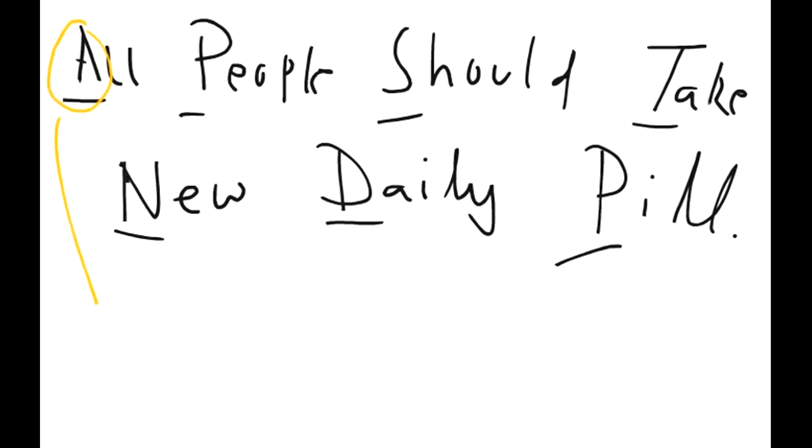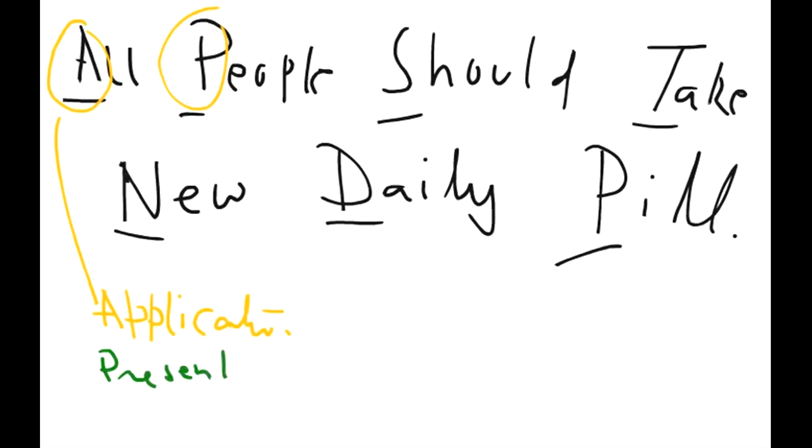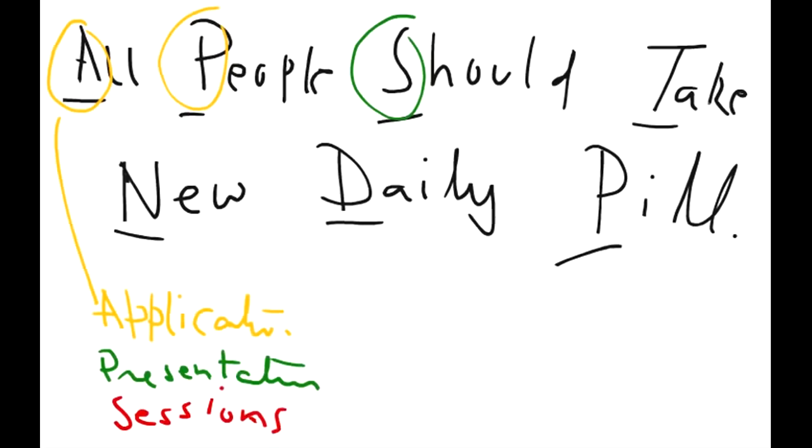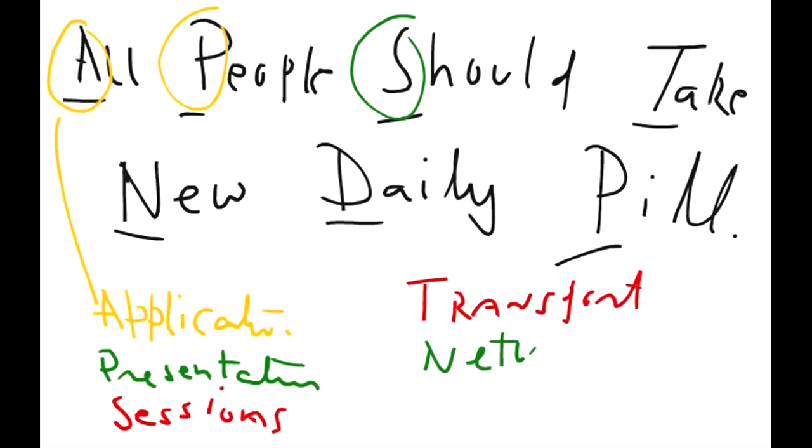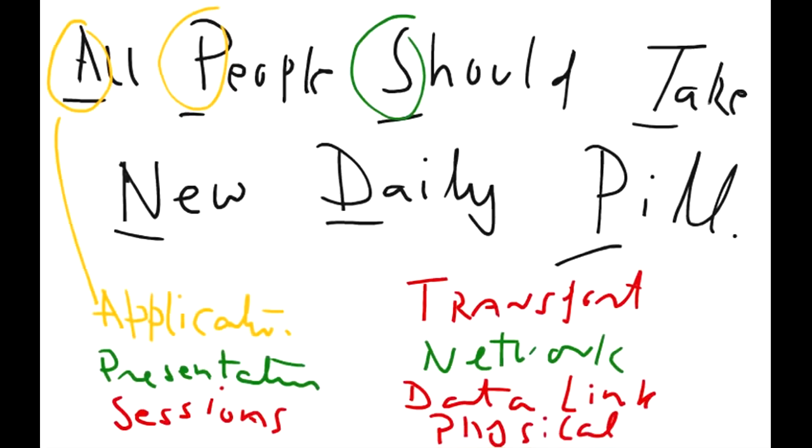So A stands for application layer. P stands for presentation layer. S stands for session layer. And this is the easiest way to remember it. T stands for transport layer. N stands for network layer. D stands for data link layer, and P stands for physical layer. So this is an easy way to remember which layer comes first. On number 3 again, number 3, number 4, number 5, number 6, and number 7.